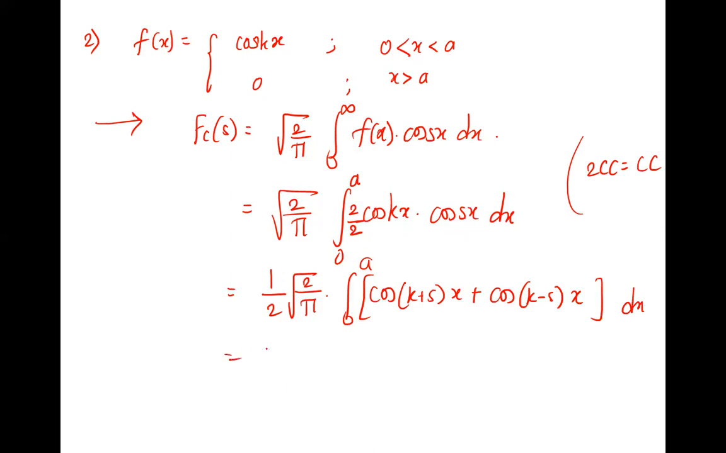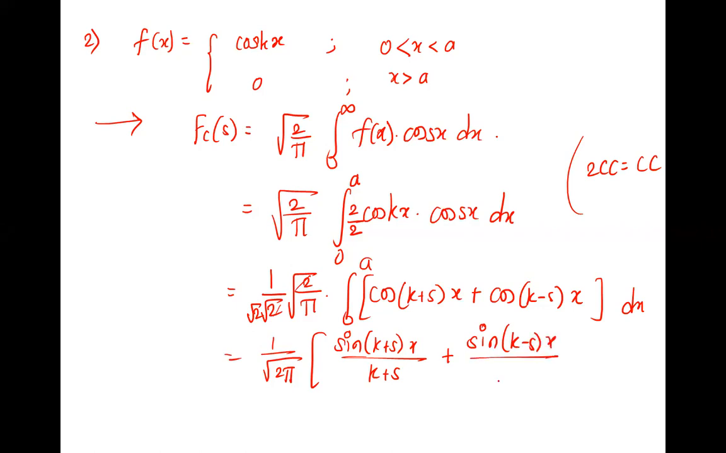Now the integration separates, and this 2 is nothing but root 2 into root 2. One root 2 will get cancelled, so it is 1 upon root 2 into root pi, that is root 2 pi. What is the integration of cos? Sine. Sine (k plus s)x upon k plus s, plus the same again, sine (k minus s)x upon k minus s, from 0 to a.